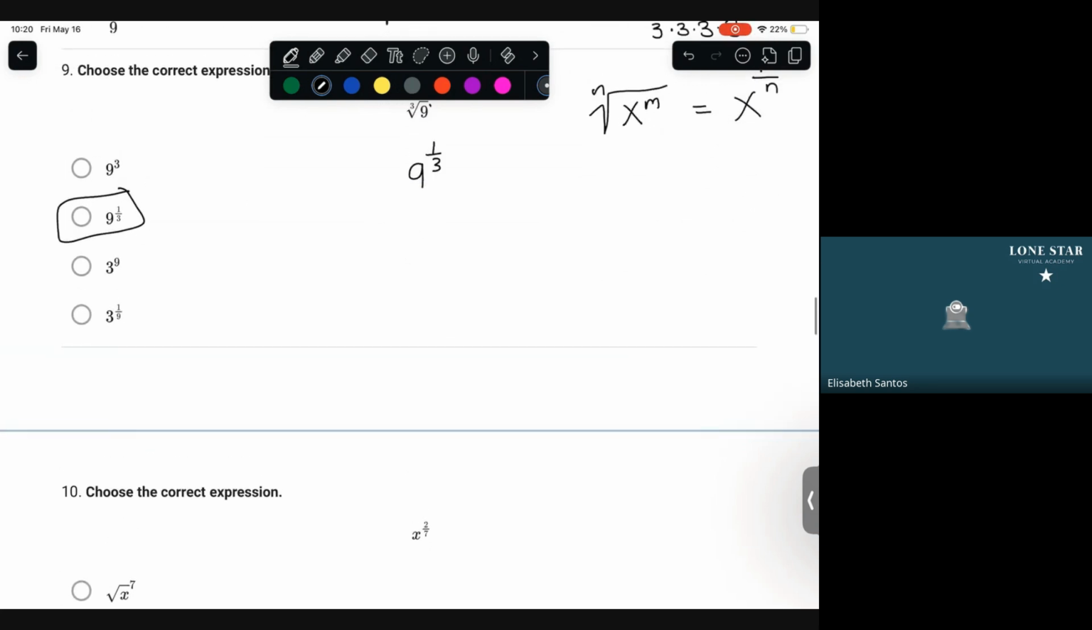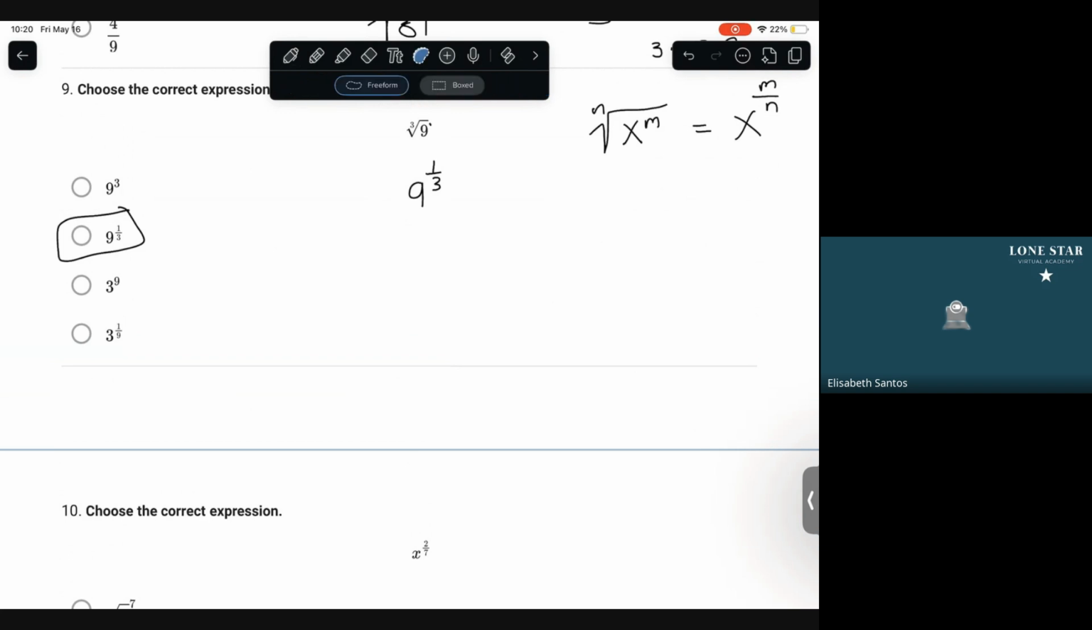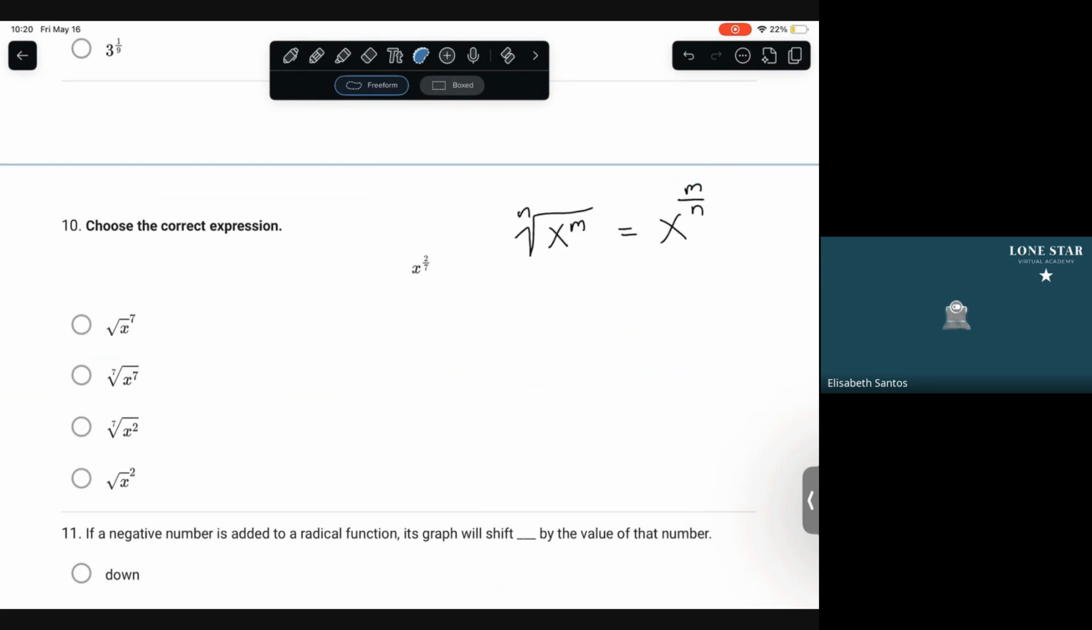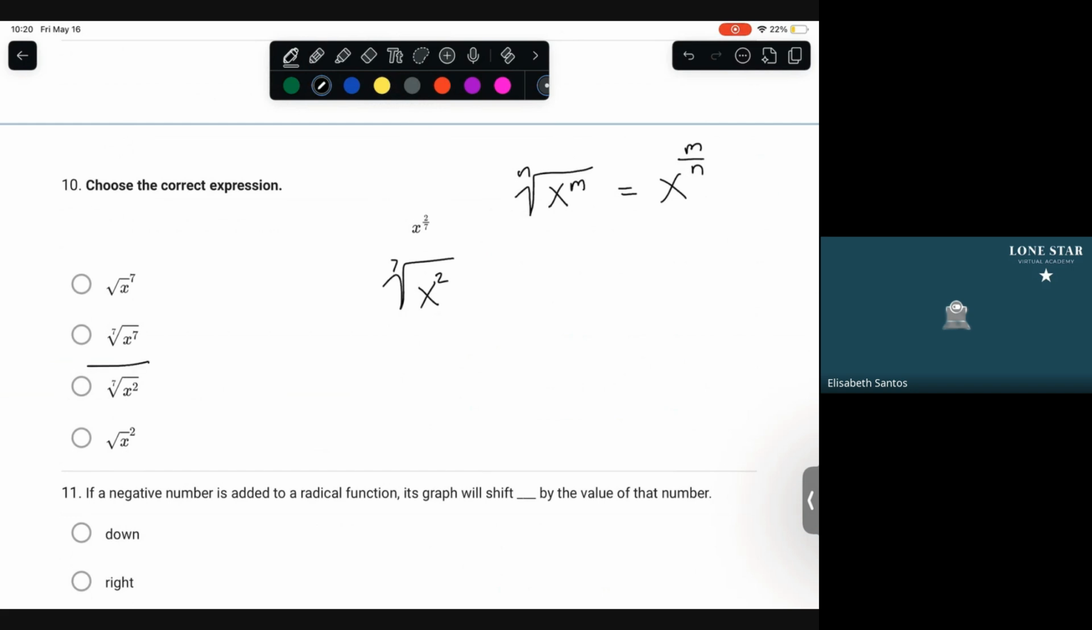Okay, same with this one, the next question. All right, if we have this, we want to make it into a root. So it becomes a root. X stays there. The 7 comes out. The 2 stays in. So it'll be this one.